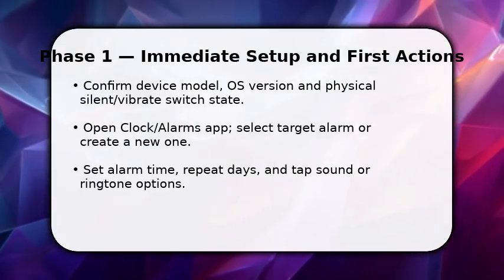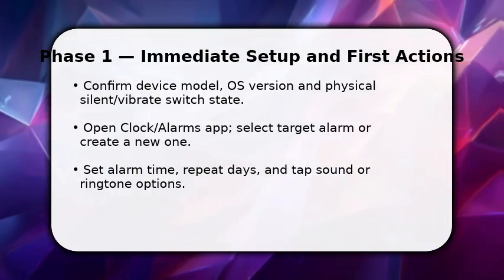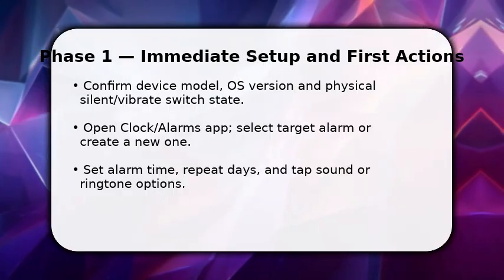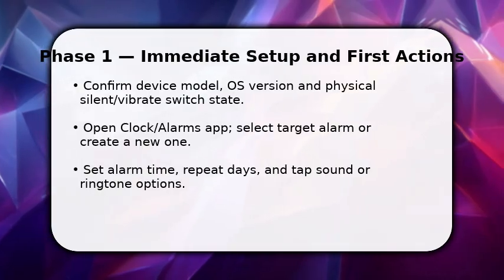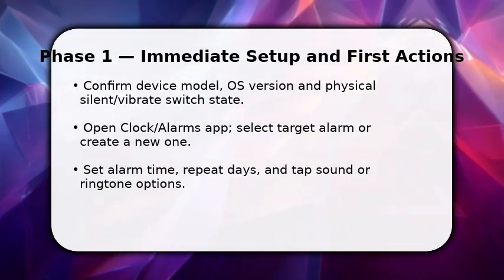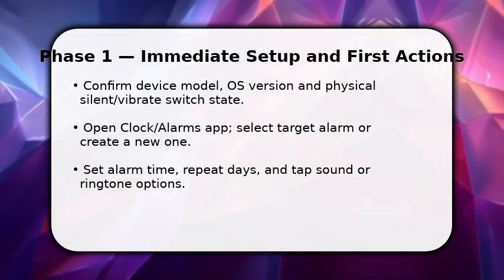Check your phone model, OS version, and whether a hardware silent or vibrate switch is set to vibrate. Open your clock or alarms app and pick the alarm you want. If none exists, create one and set the time and repeat schedule. Once done, tap the sound or ringtone setting to change how the alarm alerts you.